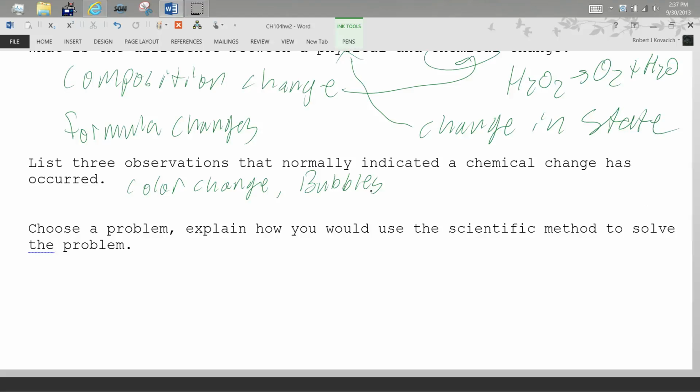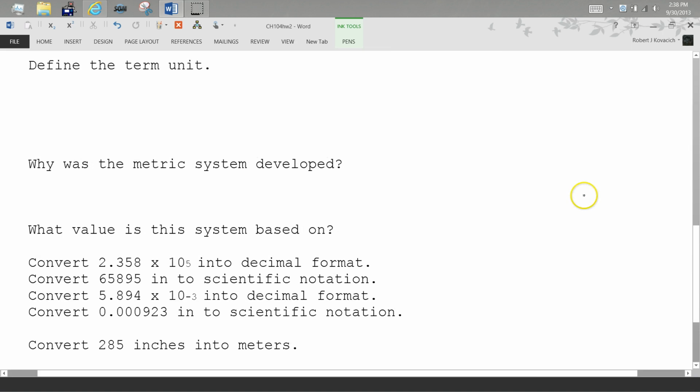We're not talking about bubbles generated when I put water on a stove and boil it, because I added heat to it. This is just two things mixed together, and all of a sudden bubbles appear. It might be very rapid, or it might be very slow. And what was the last one? Precipitate. Precipitate formed.